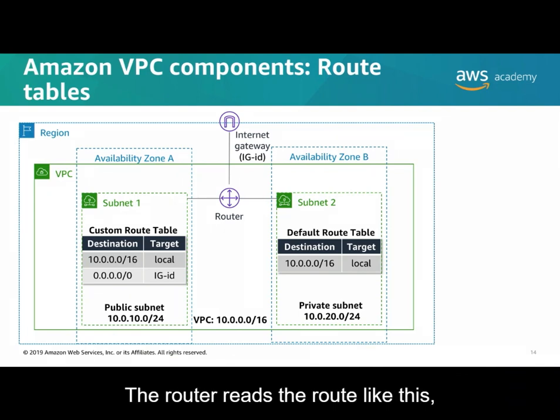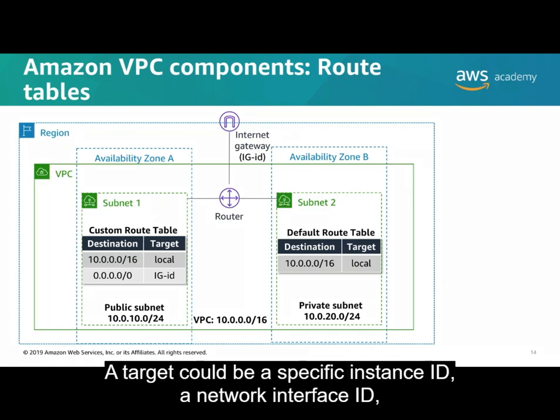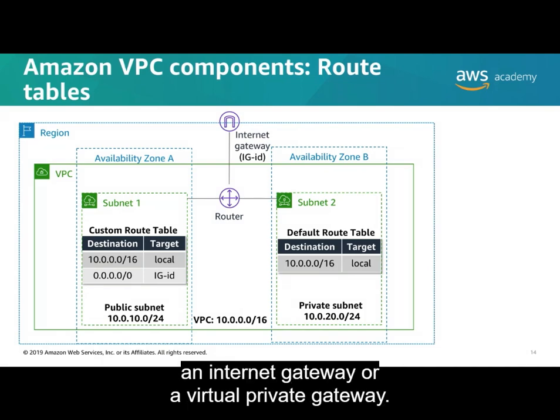The router reads the route like this: any traffic that goes to a destination should be routed via the target. A target could be a specific instance ID, a network interface ID, an internet gateway, or a virtual private gateway.